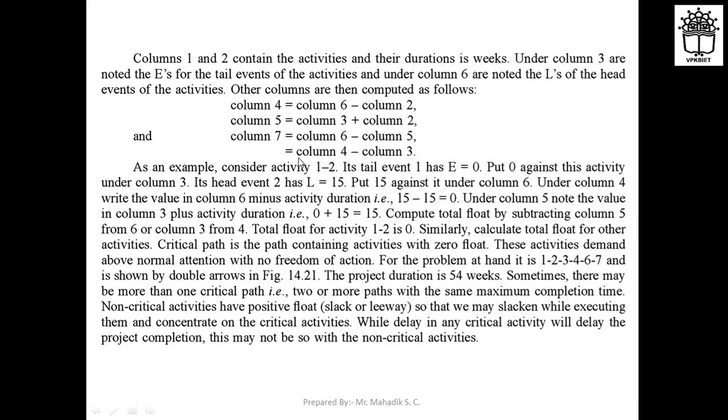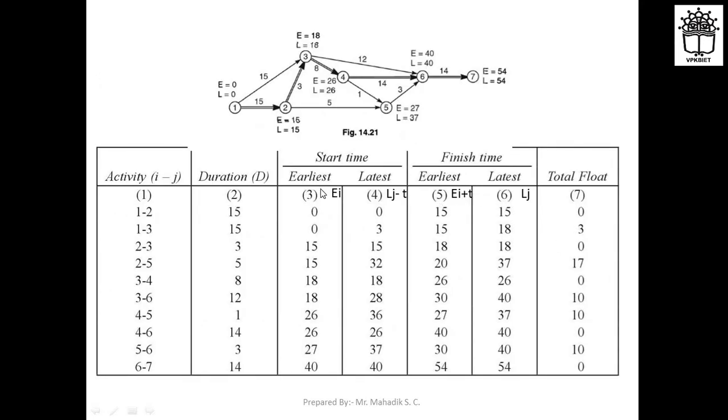You can see that is total float. So column number 7 can be calculated as column 6 minus column 5 or column 4 minus column 3, right? So 6 minus 5 or 4 minus 3, you can take any one difference. You will get the same values for the float. That is here 15 minus 15, 0, 18 minus 15, 3, then 18 minus 18, 0, 37 minus 20, 17, 26 minus 26, 0, 40 minus 30, 10, 37 minus 27, 10, 40 minus 40, 0, 40 minus 30, 0, 54 minus 54, 0, right? So here you can see that the float values are obtained. You can cross check with 4 minus 3 also. From this you will get the same values.